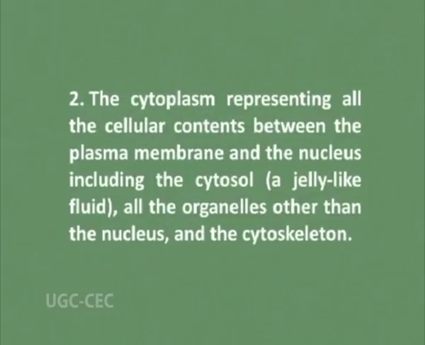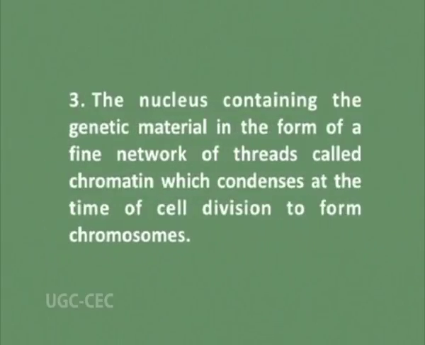The second part is the cytoplasm, representing all the cellular contents between the plasma membrane and the nucleus, including the cytosol, which is a jelly-like fluid, all the organelles other than the nucleus, and the cytoskeleton. The third component is the nucleus, containing the genetic material in the form of a fine network of threads called chromatin, which condenses at the time of cell division to form chromosomes.